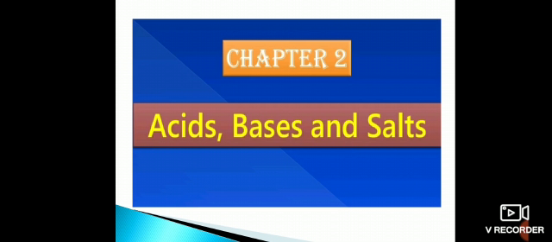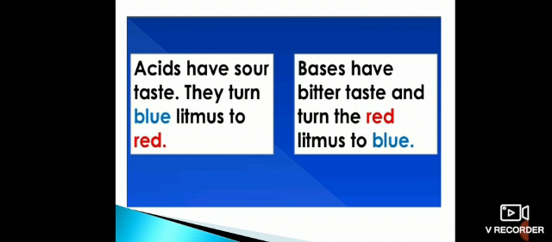Dear children, in this chapter, we are going to discuss very important concepts which are asked for examination: acids, bases and salts. You know that acids are sour to taste and turn blue litmus to red. Bases are bitter to taste and turn red litmus to blue.